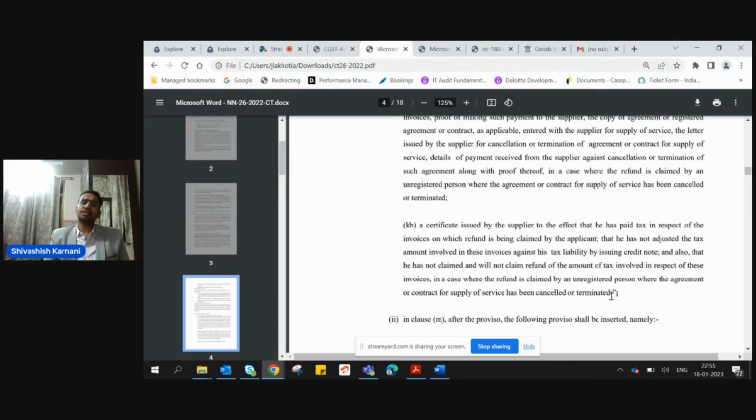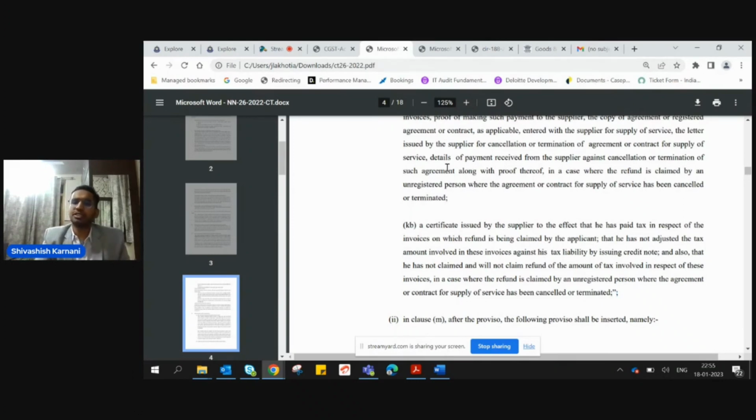And since the services have been prematurely terminated or cancelled, for this reason, an unregistered person to whom the services had been provided, and to whom the amount of GST has not been refunded, can claim the refund of GST from the GST department. In this regard, they are required to issue a certificate stating that that particular unregistered person can claim the refund from the GST department.